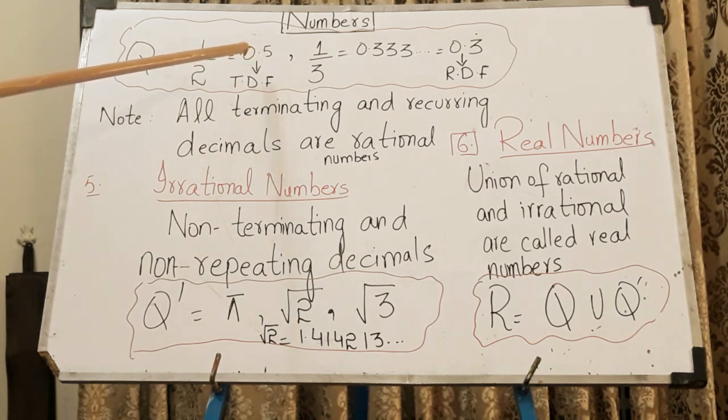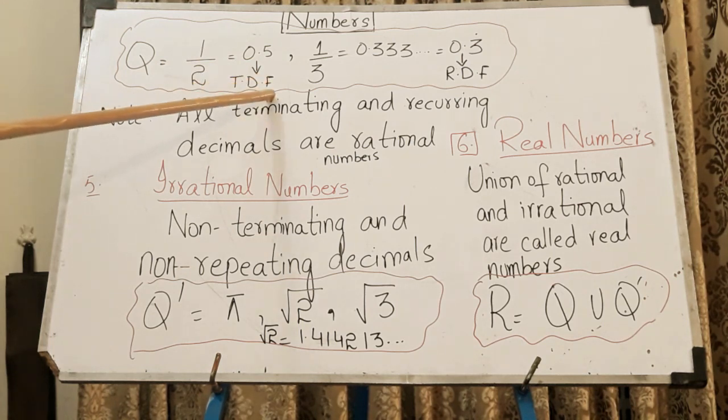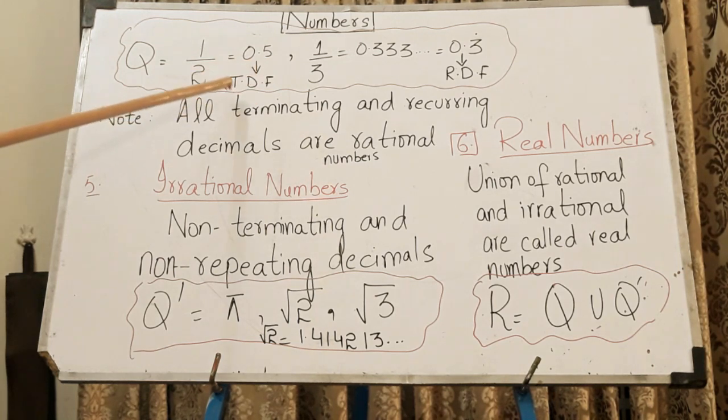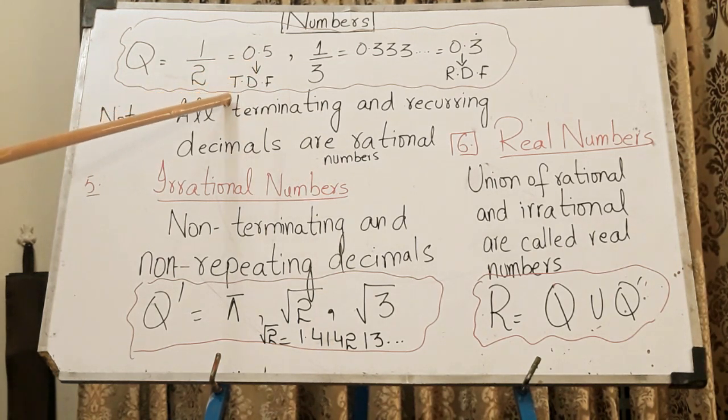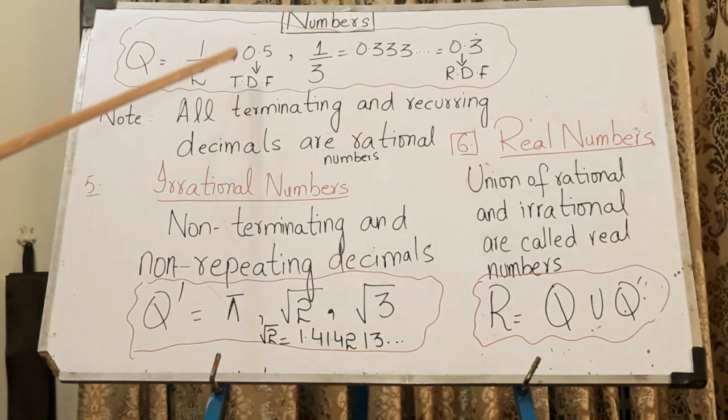Because I want to let you know one more thing. What is this TDF? It means terminating decimal fraction. There are two types of fractions. Basically, we have one that is terminating decimal and the other that is recurring decimal fraction.